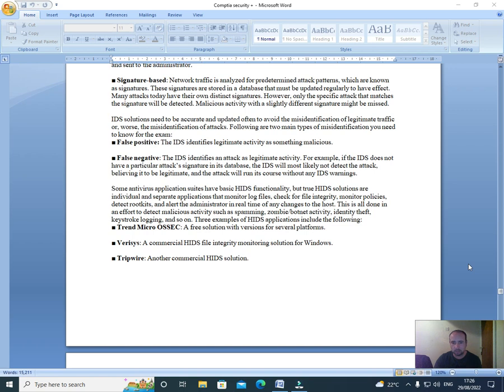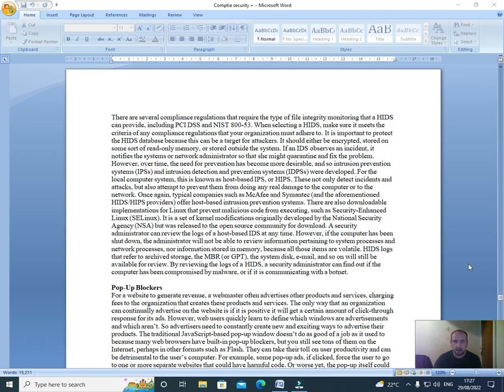Some antivirus application suites have basic HIDS functionality, but true HIDS solutions are individual and separate applications that monitor log files, check for file integrity, monitor policies, detect rootkits, and alert the administrator in real time of any changes to the host. This is all done in an effort to detect malicious activity such as spamming, zombie, botnet activity, identity theft, keystroke logging, and so on. Three examples of HIDS applications include the following: Trend Micro OSSEC, a free solution with versions for several platforms, versus a commercial HIDS file integrity monitoring solution for Windows. Tripwire, another commercial HIDS solution.